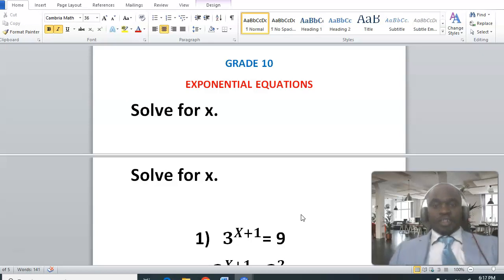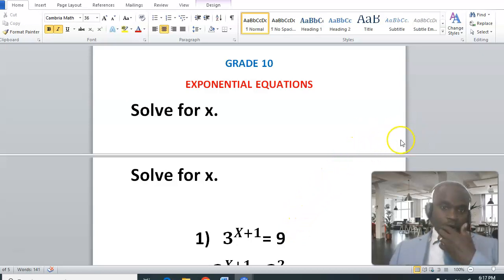Today I want us to look at exponential equations. We already know the difference between an equation and an expression. An expression doesn't have an equal sign. An equation has an equal sign. I have 2 to the power x. It's an exponential expression. But as soon as I bring an equal sign, like 2 to the power x is equal to 1, it changes from expression to equation.